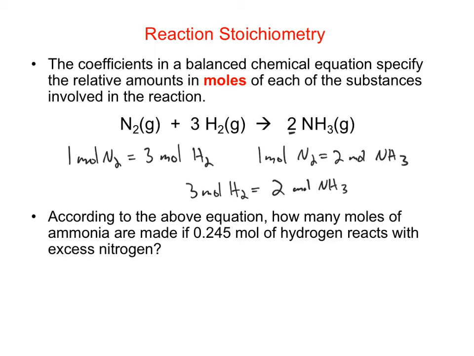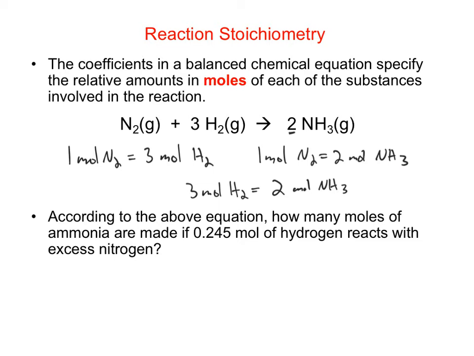of NH3. Now, we don't generally need all of these. It depends on what the specific question is asking. So here's an example of how we might be asked about one of these problems. So they say, according to the above equation, how many moles of ammonia are made if 0.245 moles of hydrogen reacts with excess nitrogen? And you'll see this term quite frequently when we do stoichiometry. If we have an excess reagent, that means we just have more than enough. There's going to be nitrogen left over.